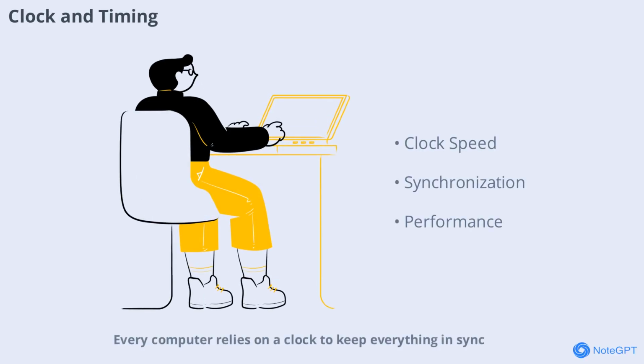Every computer relies on a clock to keep everything in sync. The clock generates regular pulses that coordinate the actions of the CPU and other components. Faster clock speeds generally mean better performance, but they also require careful design to avoid errors and overheating.